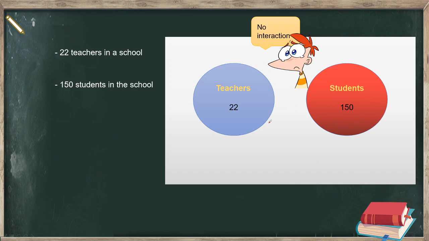These types of sets where there is no interactive area, where there is no overlap, where there is no intersection, are called disjoint sets.